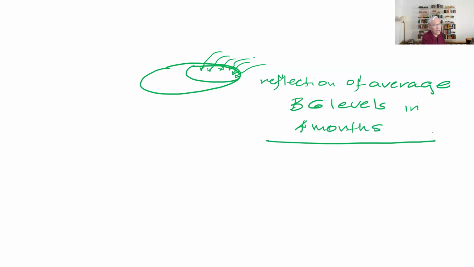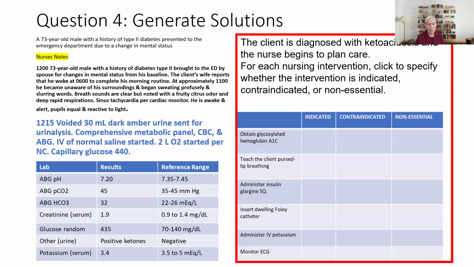And usually, a normal hemoglobin A1C is less than 6. Now, this is relevant to determine how the patient's blood glucose has been controlled over the past 4 months. But do you need to know this at this time if the patient is having ketoacidosis? No. So it's not essential. It's not important at this time.